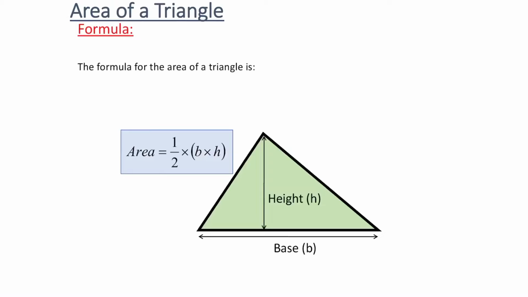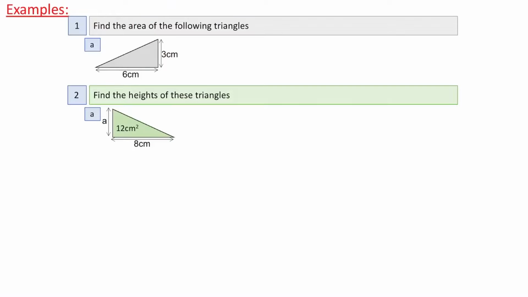So the equation to find the area of a triangle is base times height divided by 2. Again, remember we are dividing by 2 because the area of a triangle is exactly half the area of a rectangle. Right, moving on now, we've got 2 examples. The first example, we are going to be finding the area of a triangle. So the first thing we are going to do is rewrite the equation to find the area of a triangle.